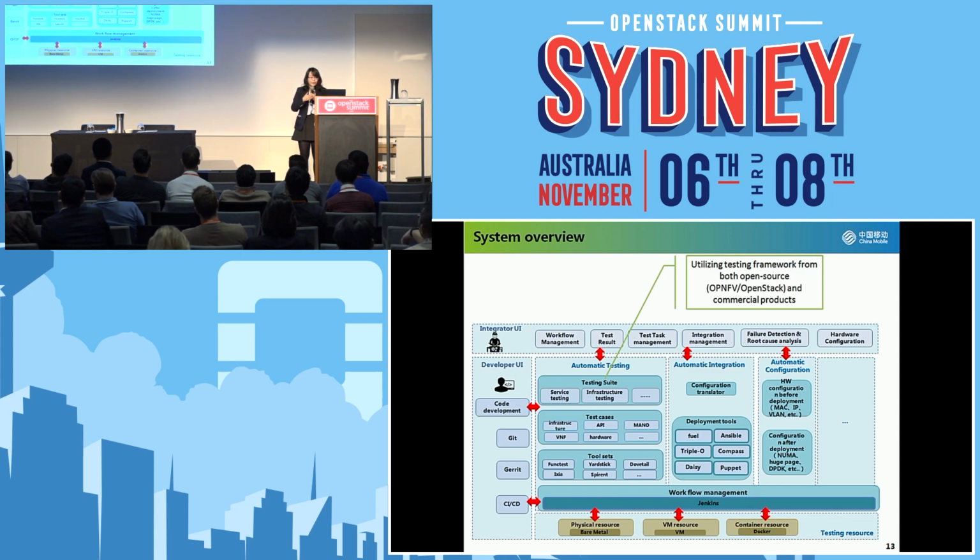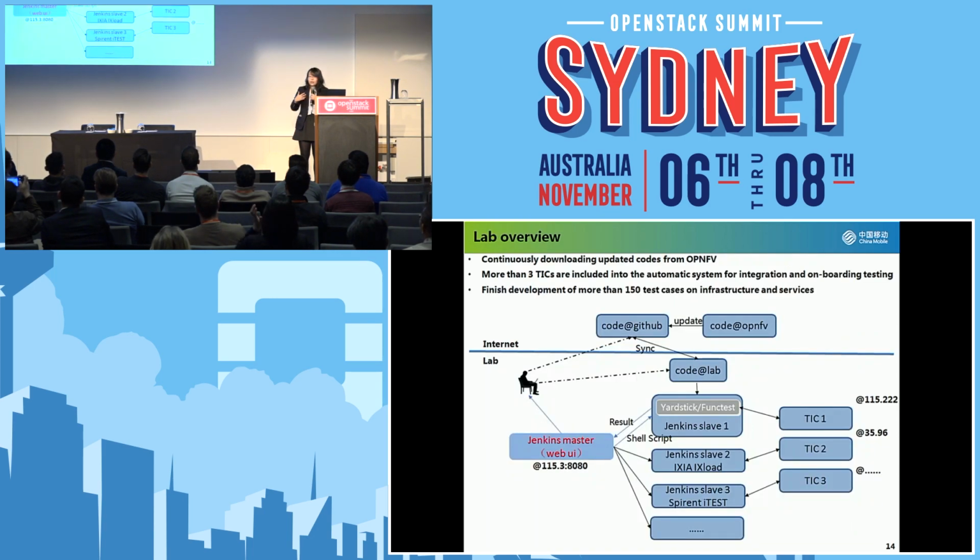Another thing is the automatic testing. We utilize test frameworks from both open source and commercial products. I can introduce more in the following slides. So this is the lab overview. We built a lab and several platforms to run this automatic system. Like I said, we use OPNFV test frameworks in our infrastructure testing, so we built a system that continuously downloads things from OPNFV.